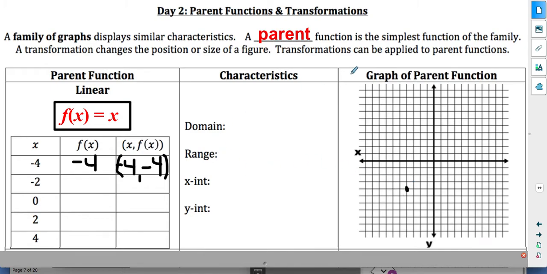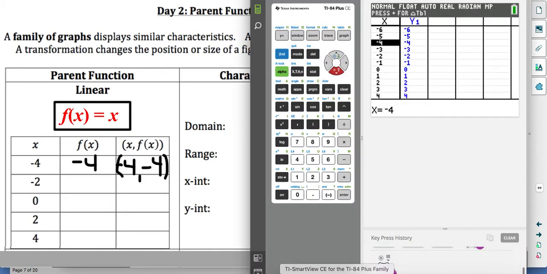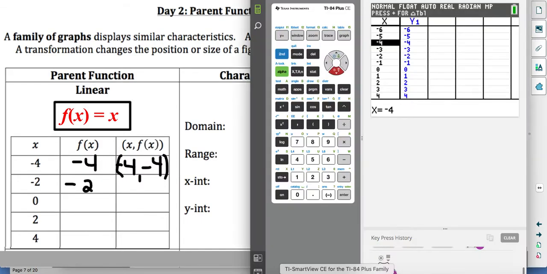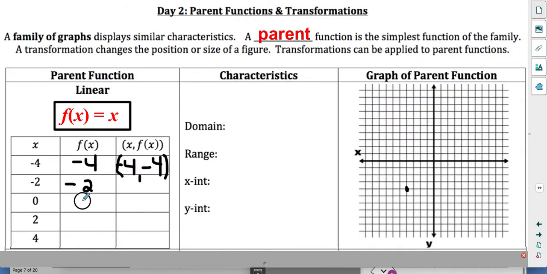And you're going to continue the same process. So I come back to my graphing calculator and fill in the rest. -2, -2. I'm starting to see a pattern here. Let me guess. At 0, what do you guys think it's going to be? That is correct. It is also going to be 0. At 2, we're at 2, and at 4, we're at 4.